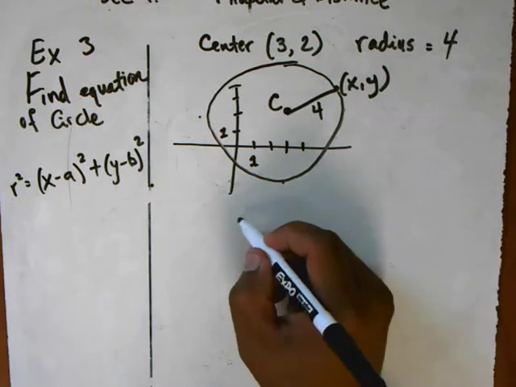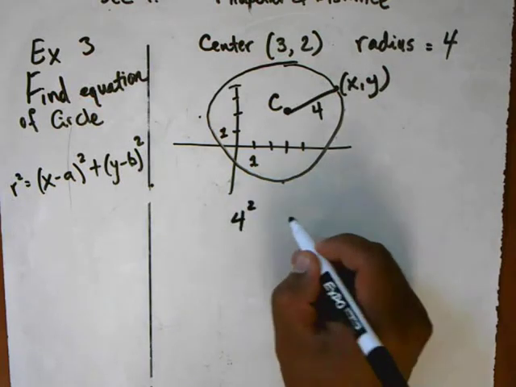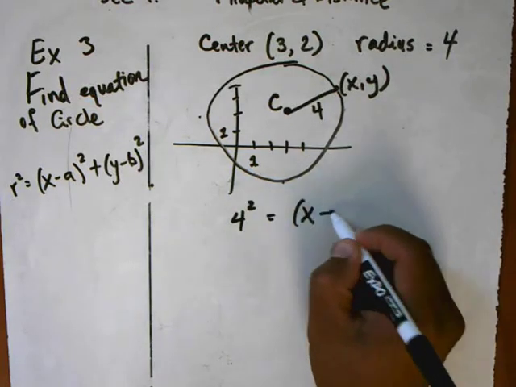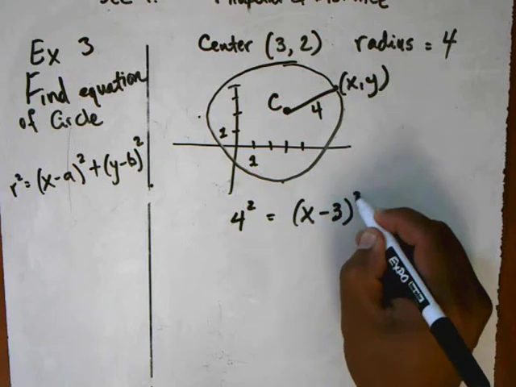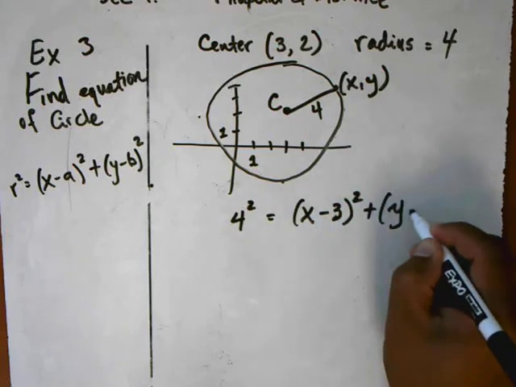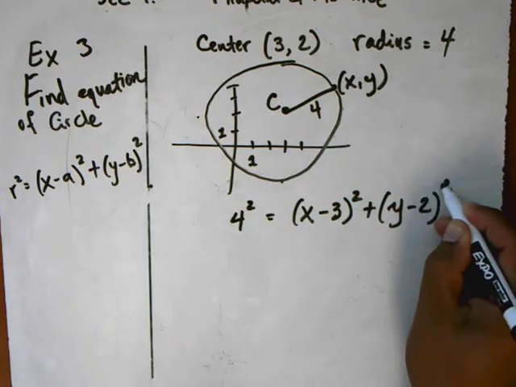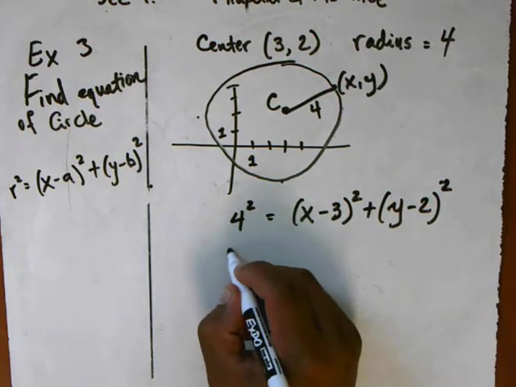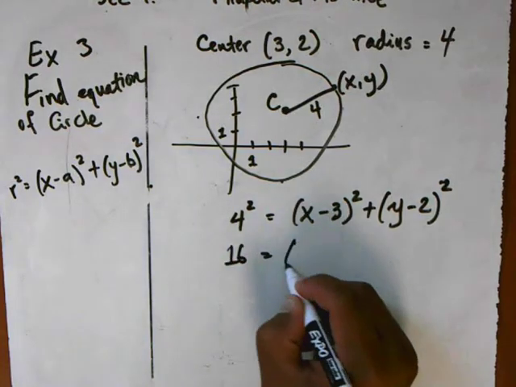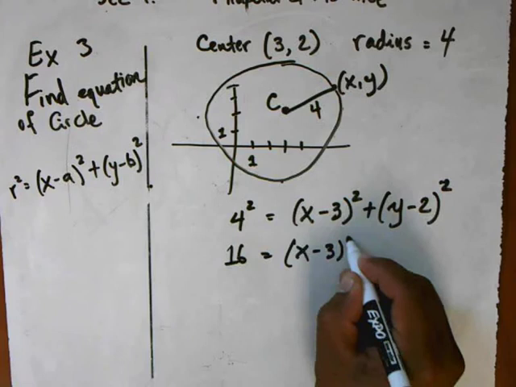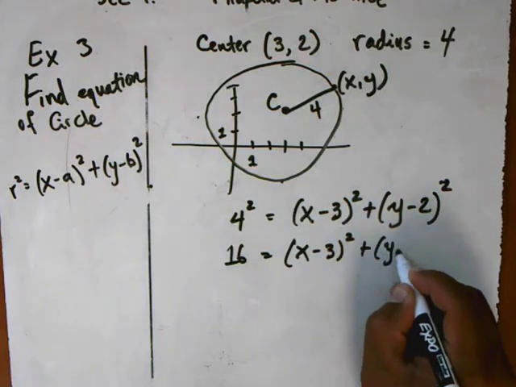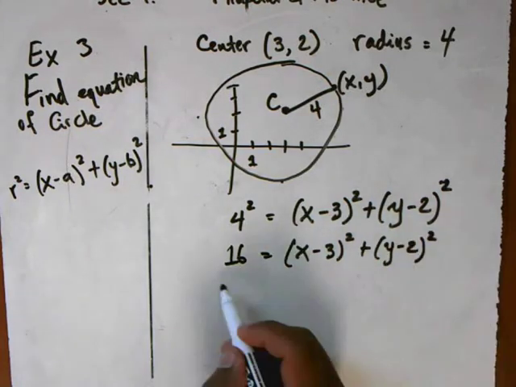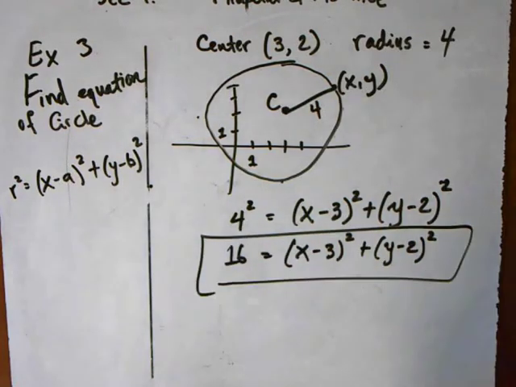The radius is 4. So we have the equation 4 squared equals (x minus 3) squared plus (y minus 2) squared. Let's take this one step further and simplify it. You get 16 equals (x minus 3) squared plus (y minus 2) squared. And that's the equation for this circle.